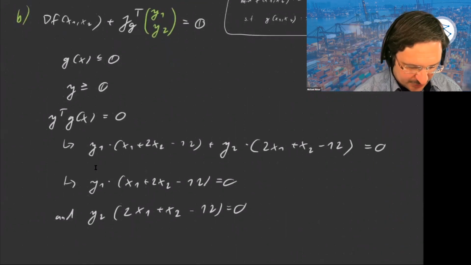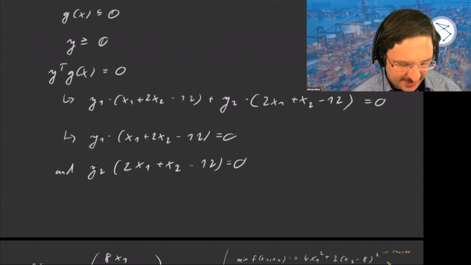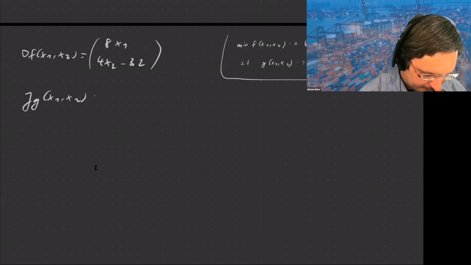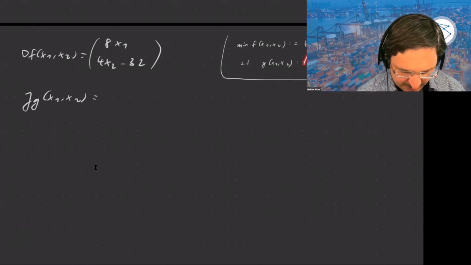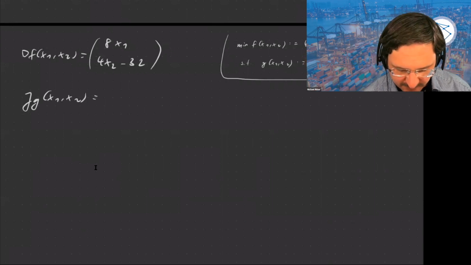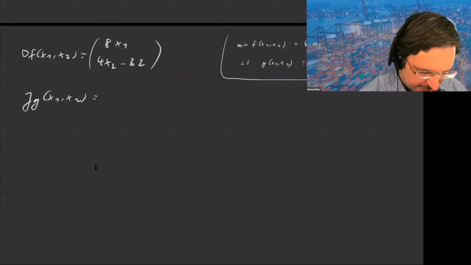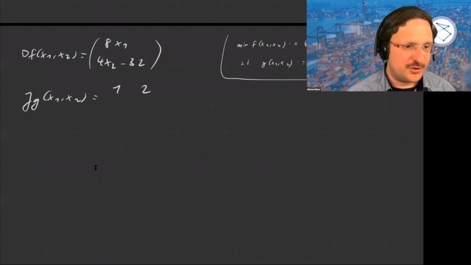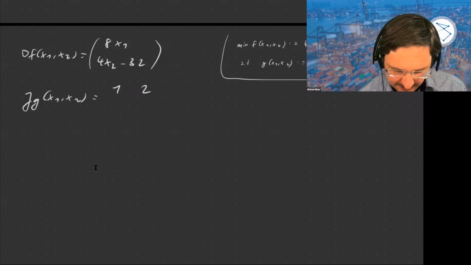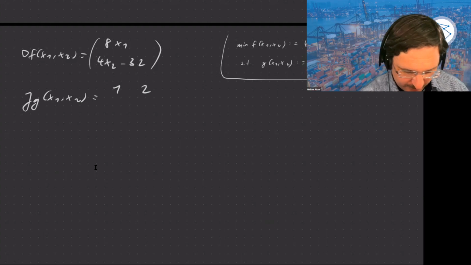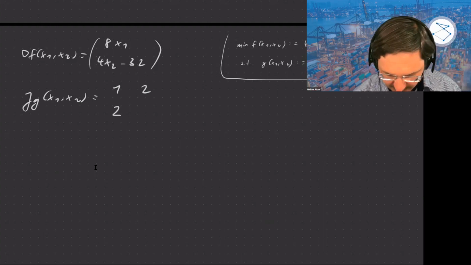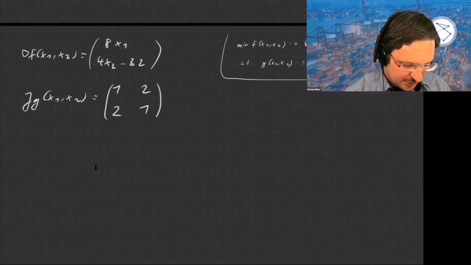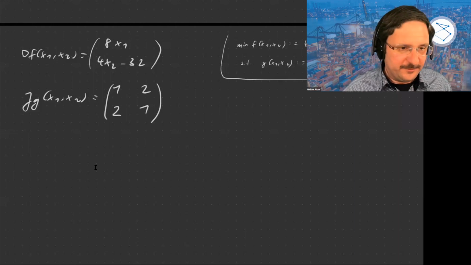And then we want the Jacobian of g, so we need to compute that. Okay, let's see those. This here is g. So let's start with the partial derivatives with respect to the first row. That is 1 if we differentiate with respect to x1, and 2 if we differentiate with respect to x2. And for the second row, we get a 2 if we differentiate with respect to x1, and a 1 if we differentiate with respect to x2. So that's the Jacobian of g, and that's constant everywhere.